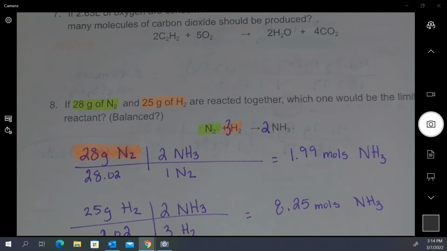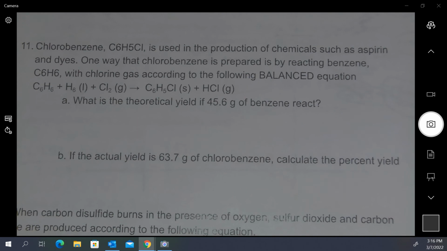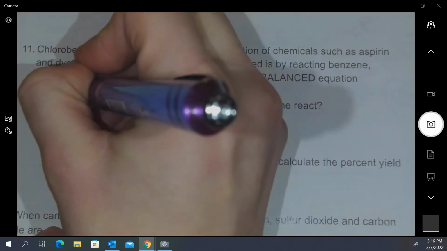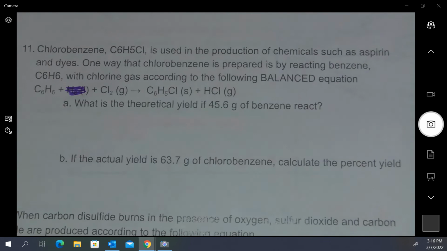Okay, so number 11. Chlorobenzene, which is C6H5Cl, is used in the production of chemicals such as aspirin and dyes. One way that chlorobenzene is prepared is by the reaction of benzene, C6H6, with chlorine gas according to the balanced chemical equation. I messed up. This plus H6 liquid should not be there. It should just be C6H6 plus Cl2. That was a boo-boo on my part. I got a little type happy.